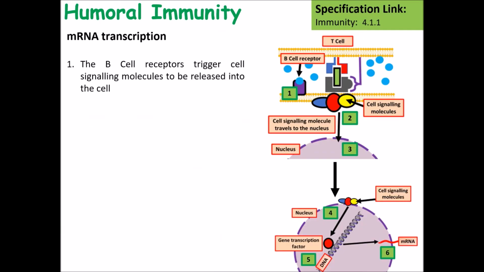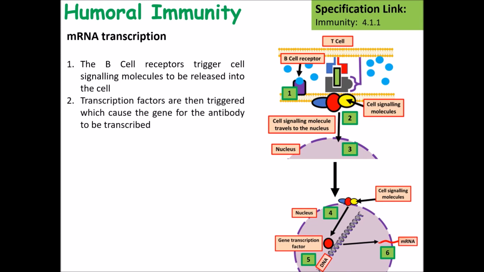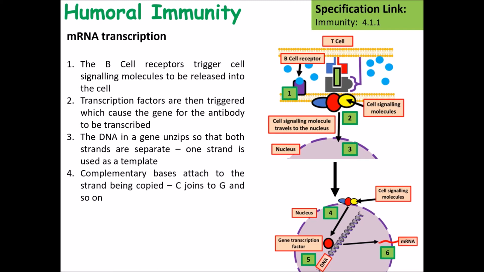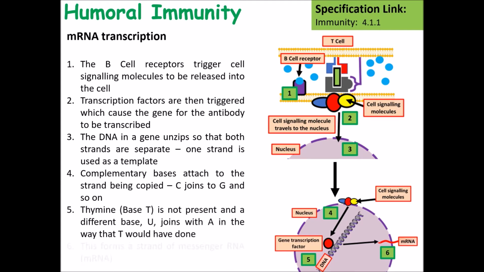So the B cell receptors trigger cell signaling molecules to be released into the cell. Transcription factors are then triggered, which cause the gene for the antibody to be transcribed. The DNA in the gene section unzips so that both strands separate. One strand is used as a template. Complementary bases then join onto that strand, and this forms a messenger RNA.